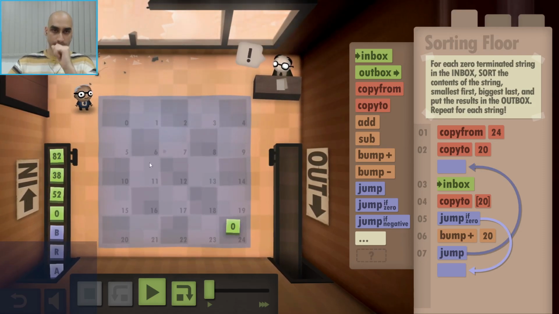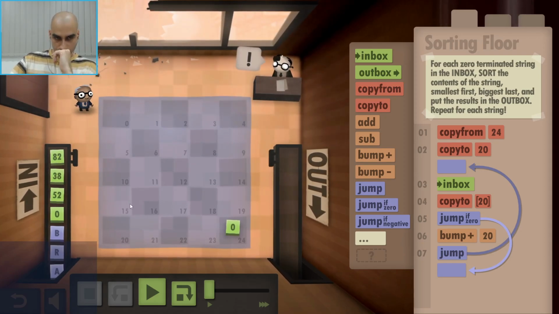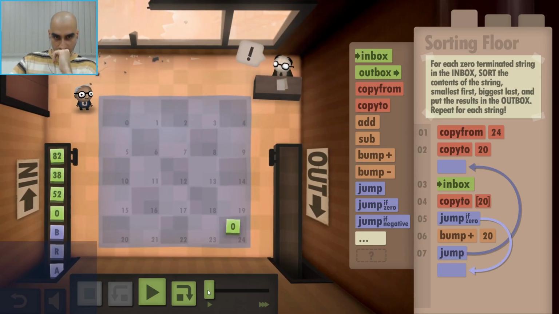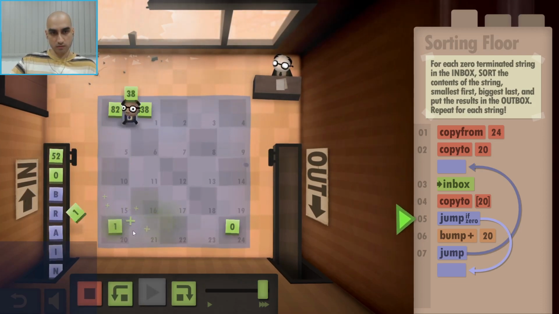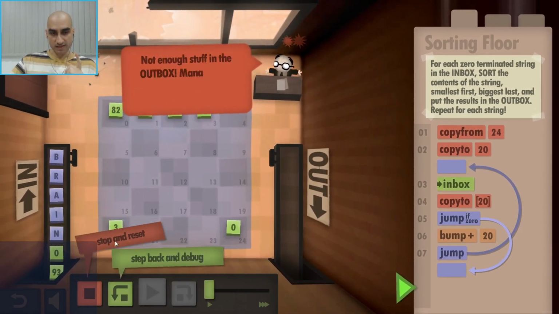So let's think. When we do this, what will this number be saying? 3. Exactly what we need. Okay.